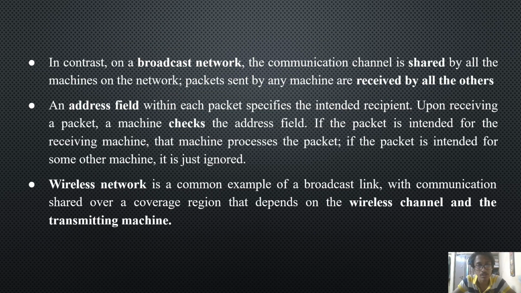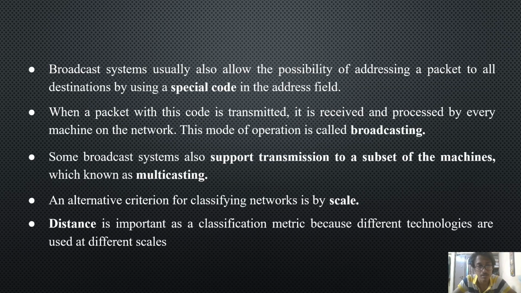In contrast, on a broadcast network, the communication channel is shared by all the machines on the network. Packets sent by any machine are received by all the others. An address field within each packet specifies the intended recipient. Upon receiving a packet, a machine checks the address field. If the packet is intended for the receiving machine, that machine processes the packet. If the packet is intended for some other machine, it is just ignored. A wireless network is a common example of a broadcast link, with communication shared over a coverage region that depends on the wireless channel and the transmitting machine.